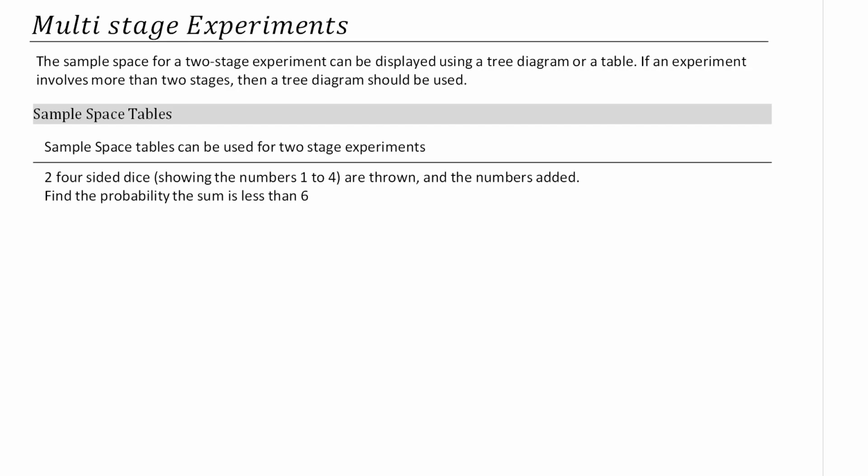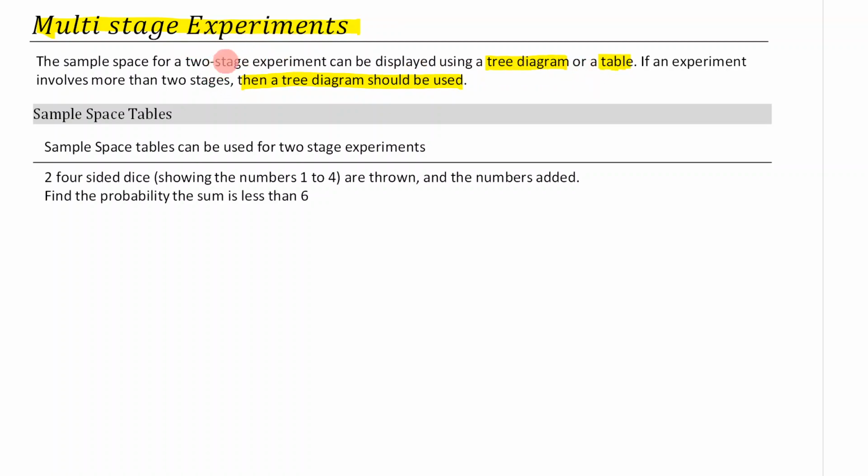Welcome. So we're going to begin talking about multi-stage experiments. The sample space for a two-stage experiment can be displayed using a tree diagram or a table. If an experiment involves more than two stages, then a tree diagram should be used. So as you can see, we've got two ways of representing a multi-stage experiment.